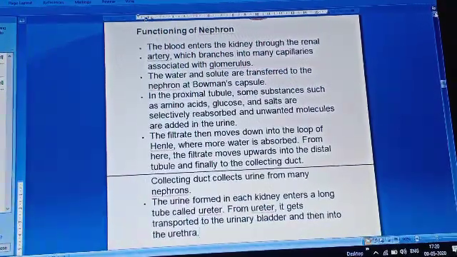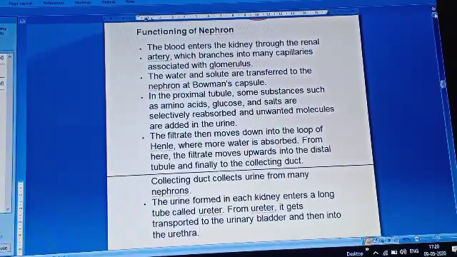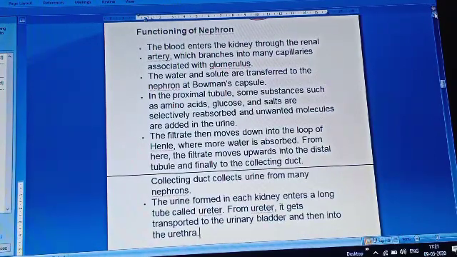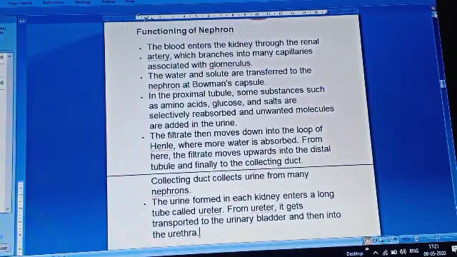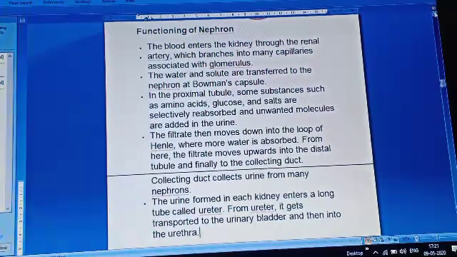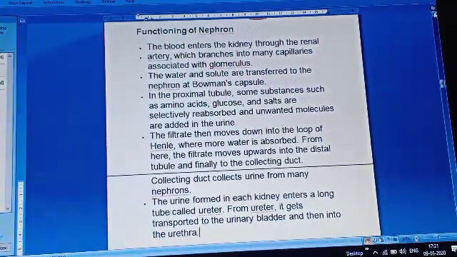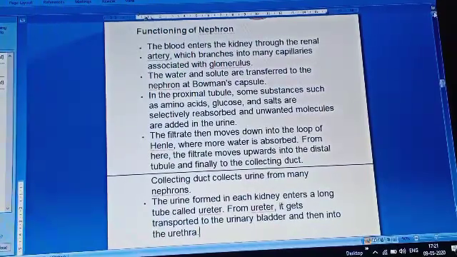And now whatever unwanted particles are there, we consider as urine. The filtrate moves down in the loop called the Henle's loop, where more water is absorbed. Then after, this filtrate further moves to the distal tubule, and finally it terminates into the collecting duct. This collecting duct collects the urine from the nephron.